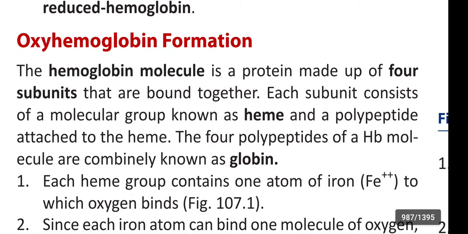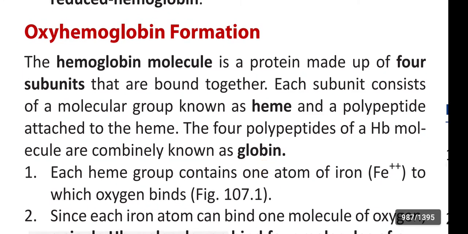The hemoglobin molecule is a protein made up of 4 subunits that are bound together. Each subunit consists of a molecular group known as heme and a polypeptide attached to the heme. The 4 polypeptides of a hemoglobin molecule are combinedly known as globin.